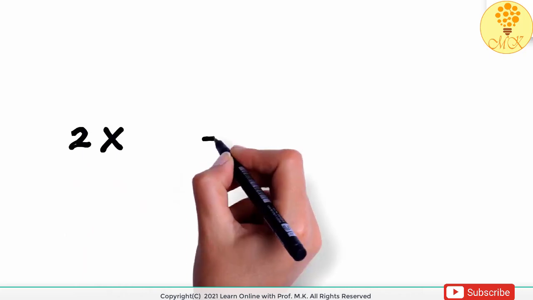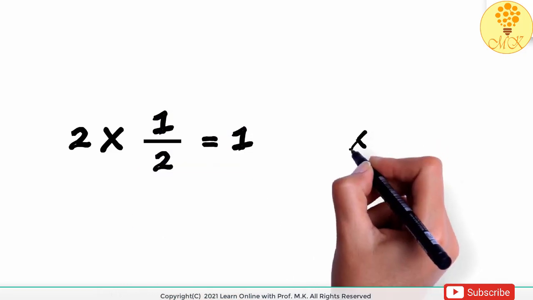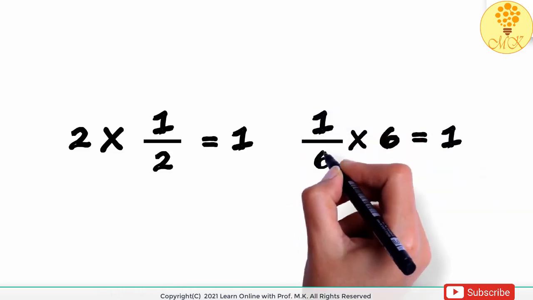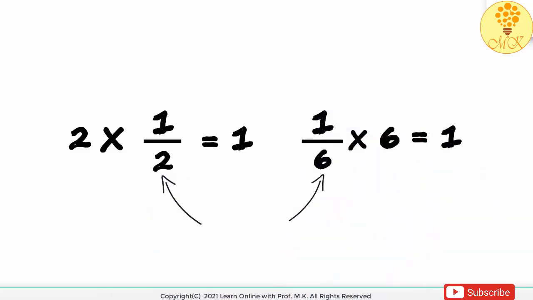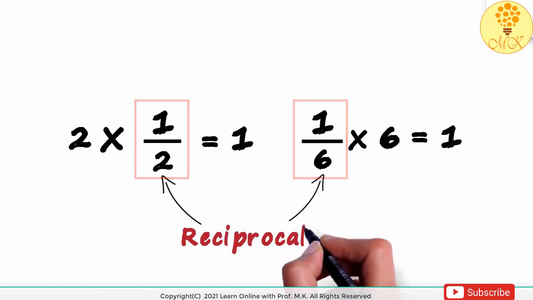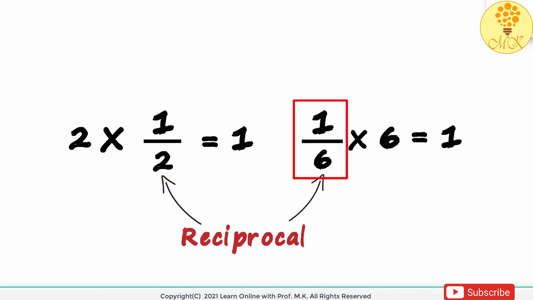multiplied by what will give us 1? It will be 1/2. 2 multiplied by 1 over 2 will give us 1. And what multiplied by 6 will give us 1? 1 over 6. What are these two numbers called? Each of them is a reciprocal of the respective numbers. 1/2 is the reciprocal of 2 and 1 over 6 is a reciprocal of 6.